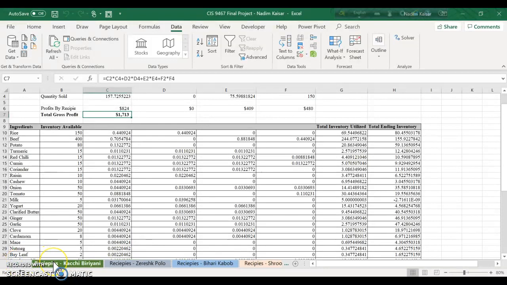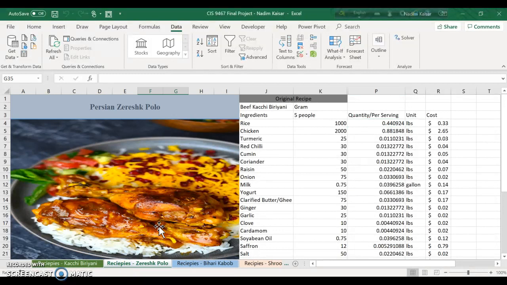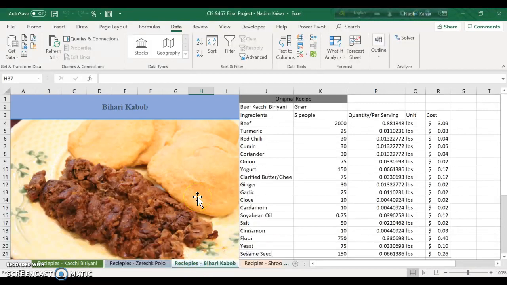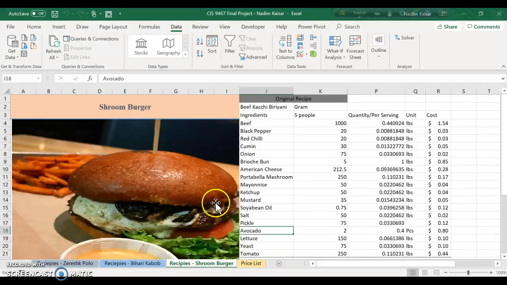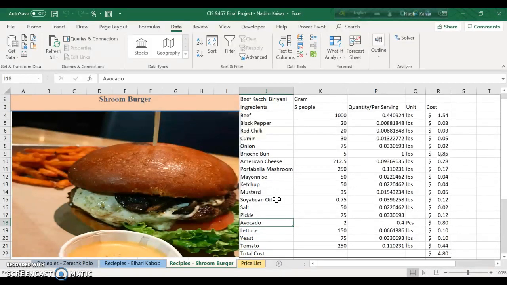So the recipes that I have here are, the first one is a rice-based dish named kachi biryani from Bangladesh. The next one is zereshk polo from Iran. The next one is Bihari kebab from India, and last but not least is the shroom burger, which is a very popular burger at Shake Shack. I have manipulated it slightly differently to make the taste different from what Shake Shack actually sells.